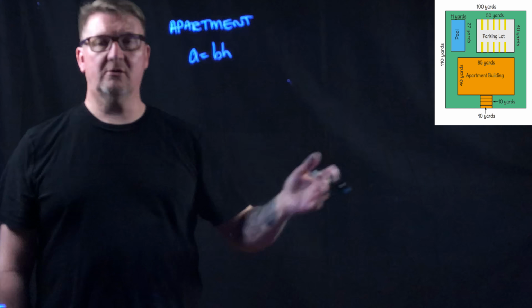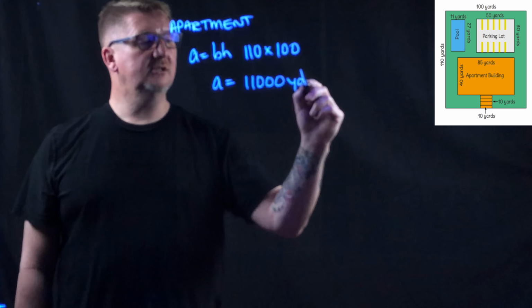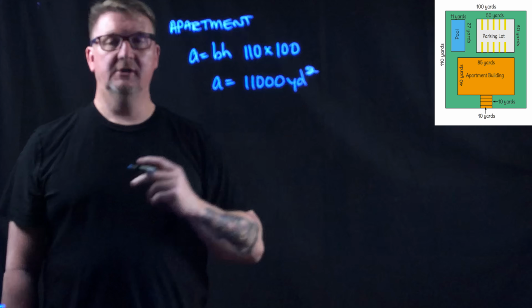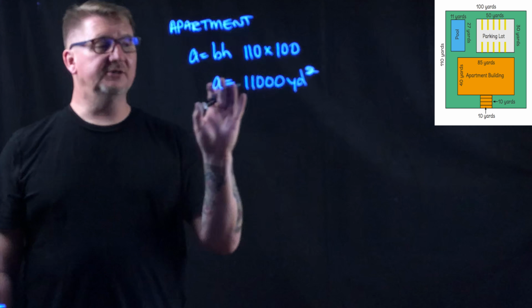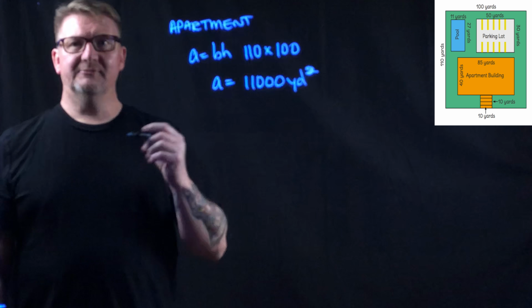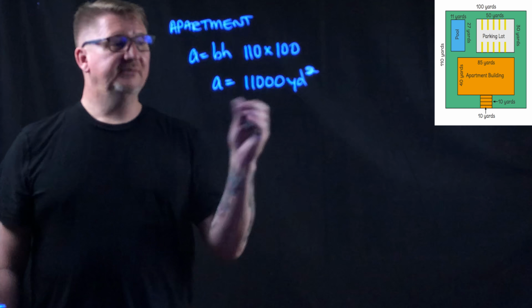So the total square yardage, oops, that's a 2. It's 100, not 110, but 11,000. 11,000 square yards. All right, so that's going to be my big number. That's what I'm subtracting everything from. So let's go to the pool next.